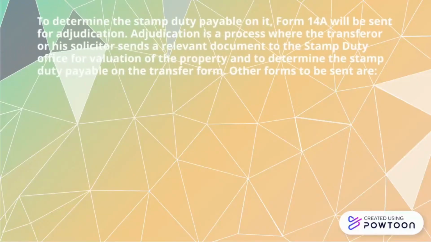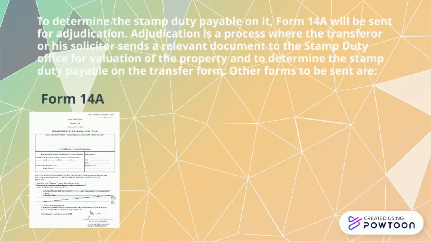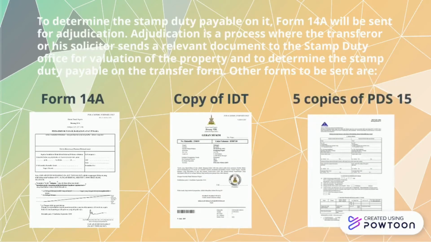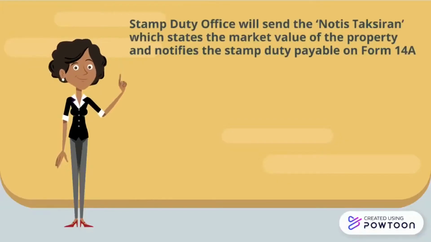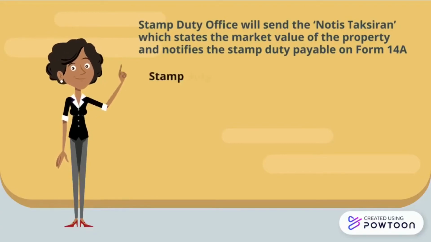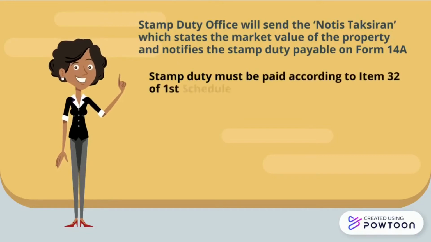Zain or his solicitor must first send Form 14A to the stamp duty officer for adjudication to determine the stamp duty payable on Lot 156. He must also send a copy of the Mukim Grant and 5 copies of PDS 15. Notice Taksiran will be sent, which states the market value of Lot 156 and the stamp duty payable according to Item 32 of the First Schedule of the Stamp Act.